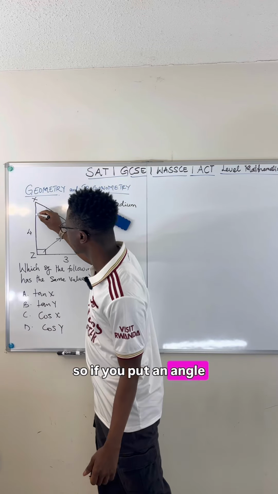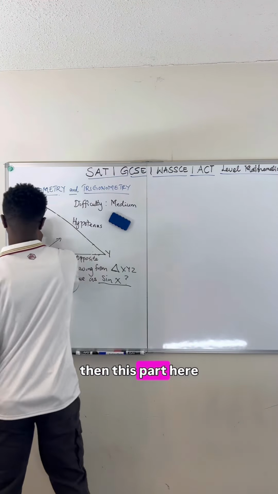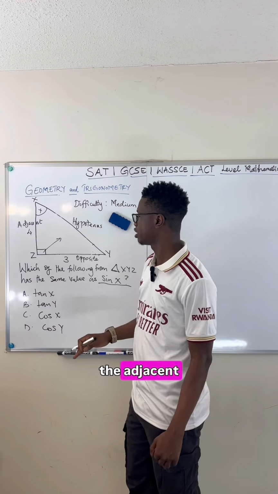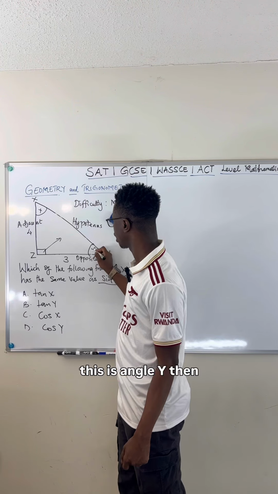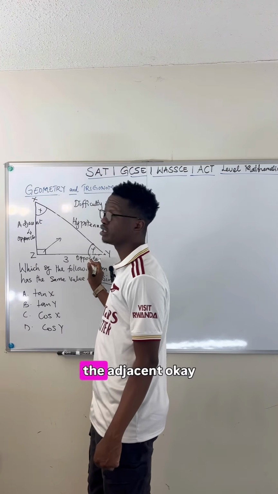Okay, now for us to determine where we are going to put the adjacent or the opposite, it depends on the angle. So if we put an angle here as angle x, then this side becomes the opposite. Then this part here becomes the adjacent. But now if we put an angle here, this is angle y, then this side becomes the opposite. We just flip, then this side becomes the adjacent.